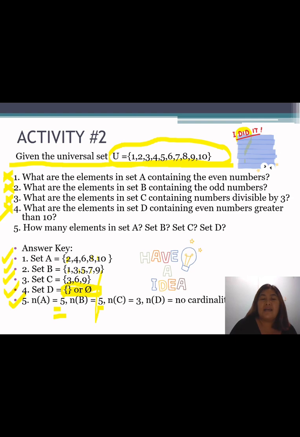And then set C, we have 1, 2, and 3. We have 3. So the cardinality of the set C is 3. And then the 4, there is no cardinality because we have an empty set. Okay, remember, elements of the set is also the cardinality of the set. I hope you guys understand all of the important notes taken.